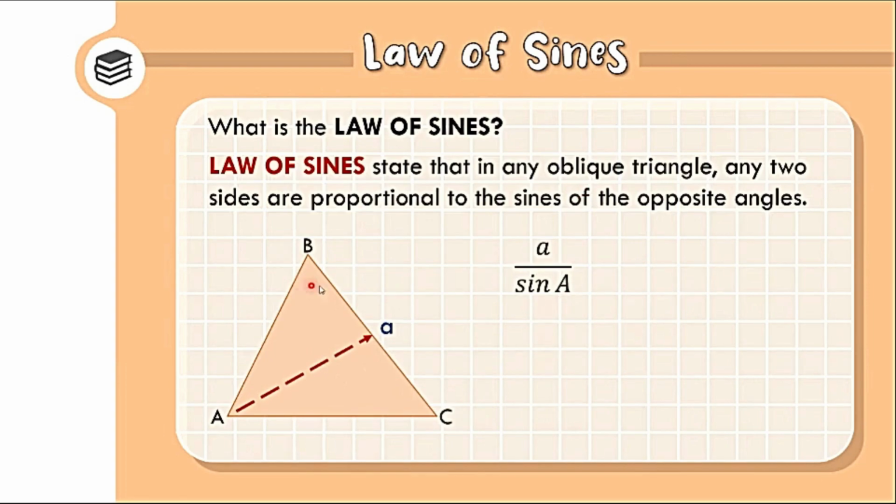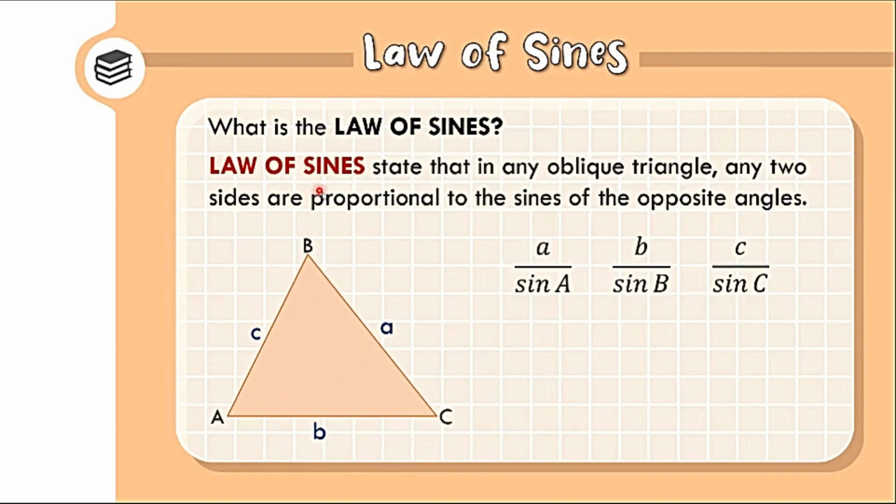This time, let us refer to angle B. If we notice, angle B has this opposite side. Therefore, this side can be named small letter b, or side b. And the ratio of this side to the sine of its opposite angle will be b over sine B. For the last angle, which is angle C, the opposite side is this one, so we will name it small letter c, or side c. So the ratio for this one will be c over sine C.